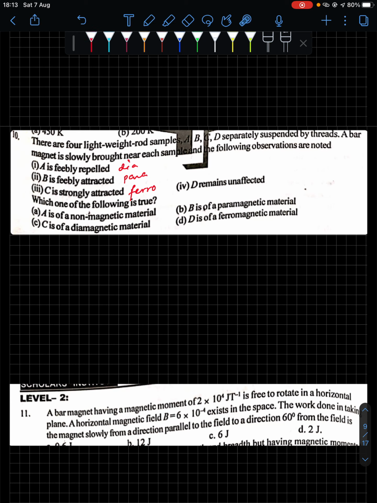Okay, non-magnetic substance totally. So if you look at the options, now A is non-magnetic, of course not. B is paramagnetic, correct. C is diamagnetic, wrong. And D is ferromagnetic, wrong. So option number B is the result. Okay.